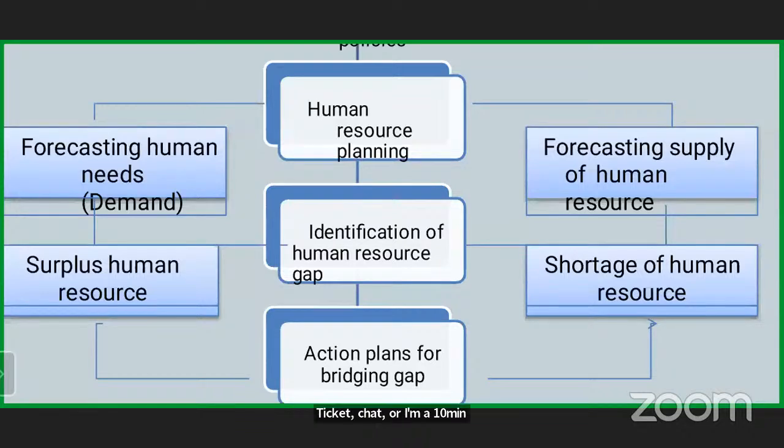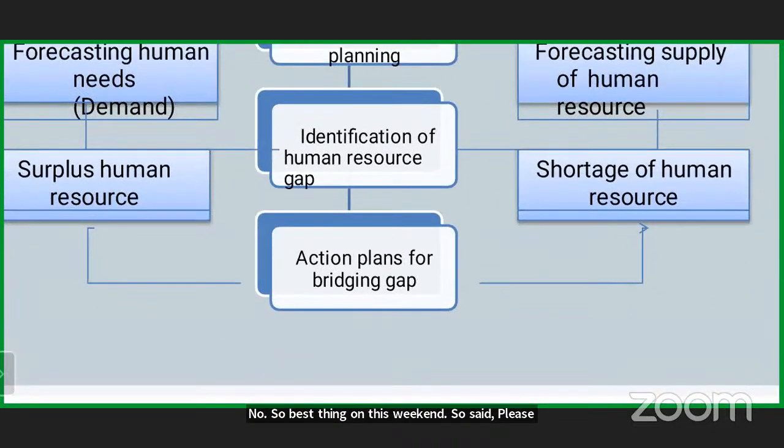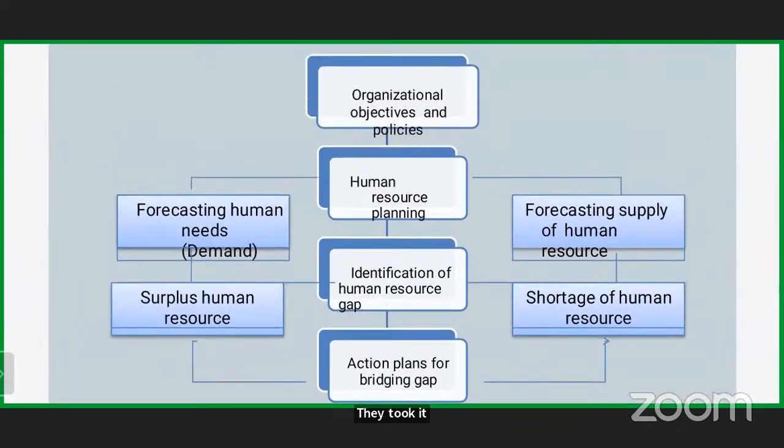For shortage of manpower, we can go for the recruitment. Fresh recruitment can be possible. So, basing on this, we can manage the shortage of manpower. So surplus and shortage, now we have to take the action plan, take the quick step, and bridge the gap. We have to solve the problem. So this is the process of human resource planning.